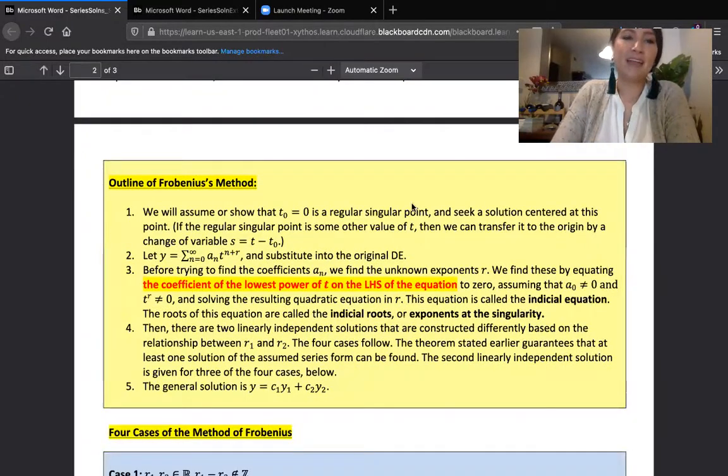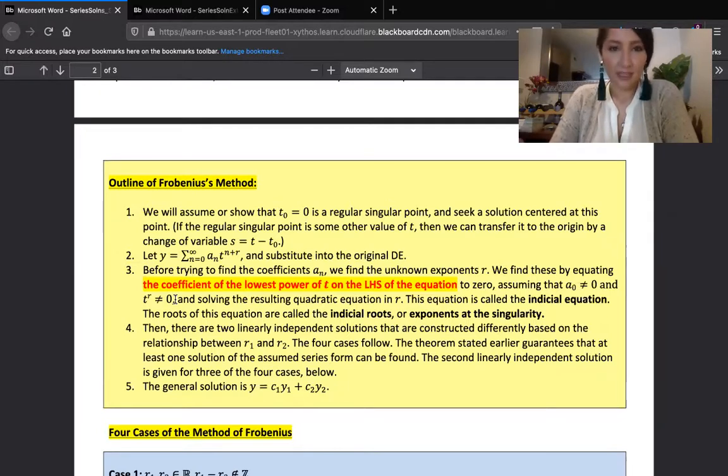Now, depending on the values of r, which come from setting the coefficient of the lowest power of t on the left-hand side of the equation to 0, assuming that a naught, that first term in our series expansion, is not equal to 0, and our t value is not equal to 0, there's going to be an algebraic equation, a quadratic equation if it's a second-order differential equation, involving r. That quadratic equation involving r is called the indicial equation. You're going to solve for r. You're going to get 2 roots. Those are called the indicial roots, or exponents at the singularity.